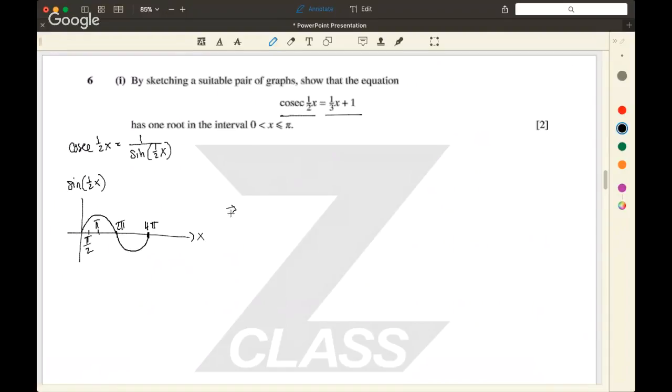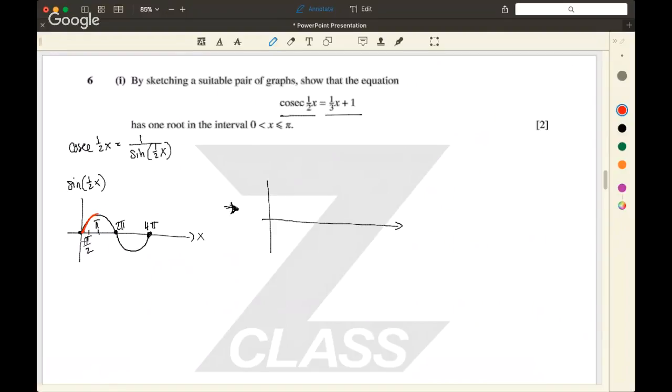And now what does that mean for the cosec? Well, cosec is obviously 1 over sine, and that means that when sine goes to 0, which is here, here, and here, the cosec must go to infinity or minus infinity. So we only care for the interval between 0 and pi, and so that's this section here.